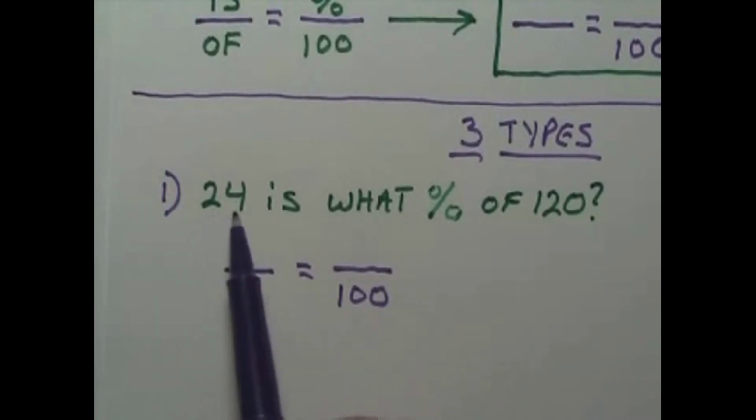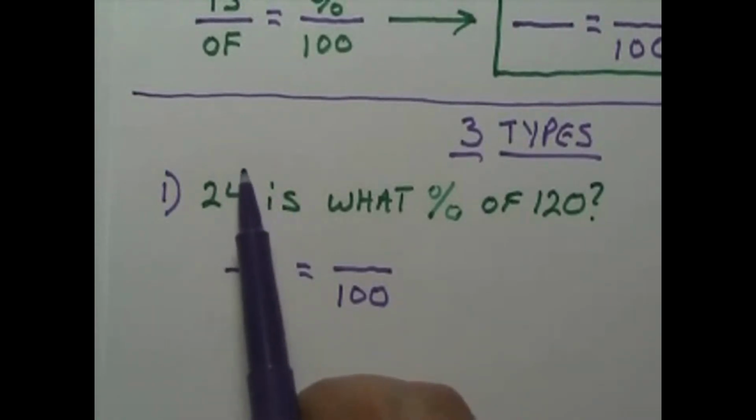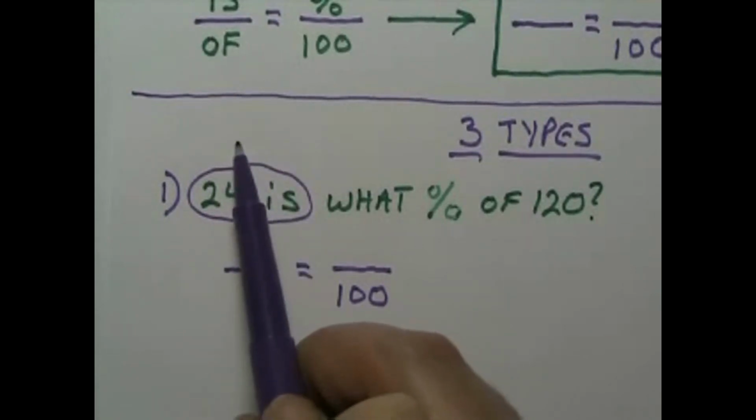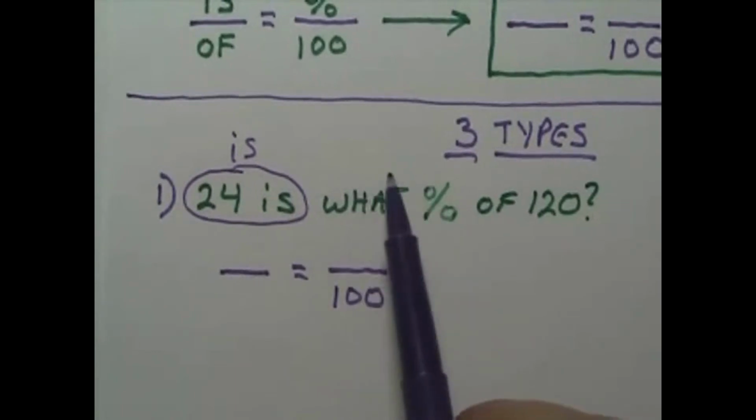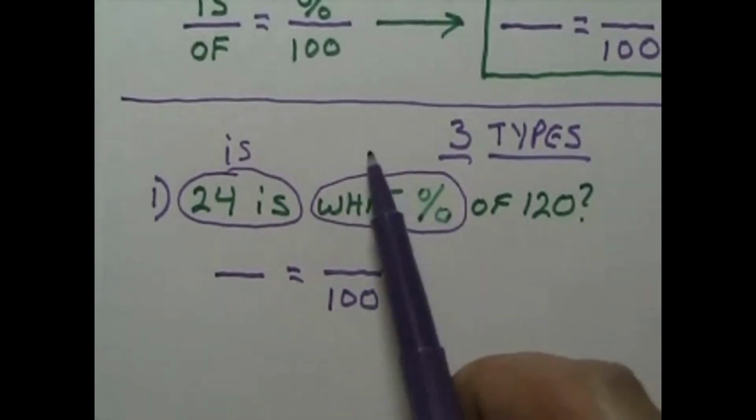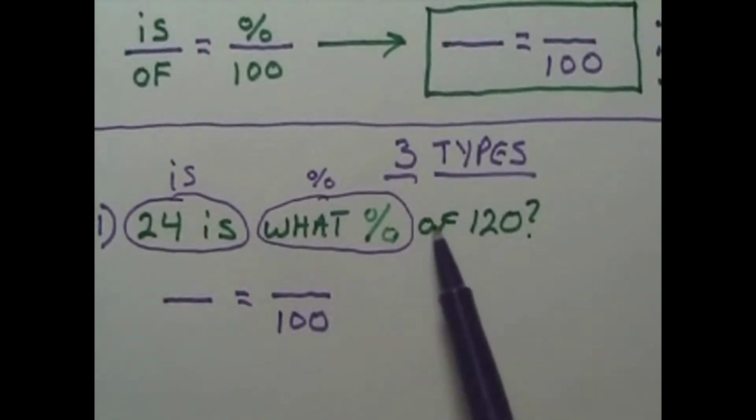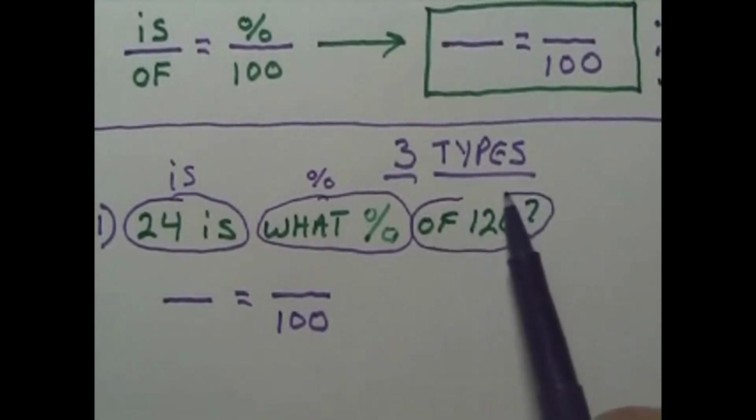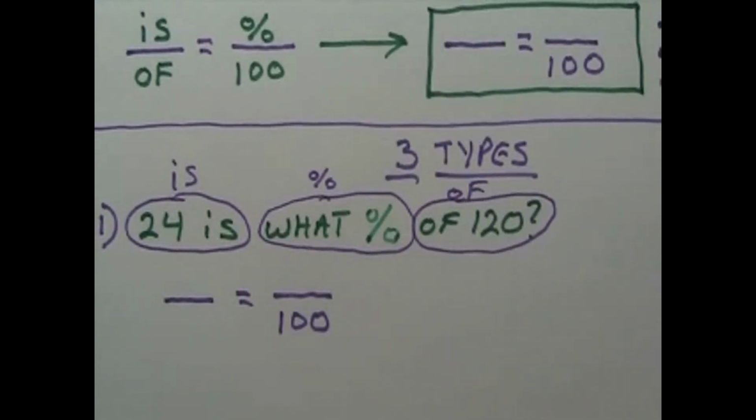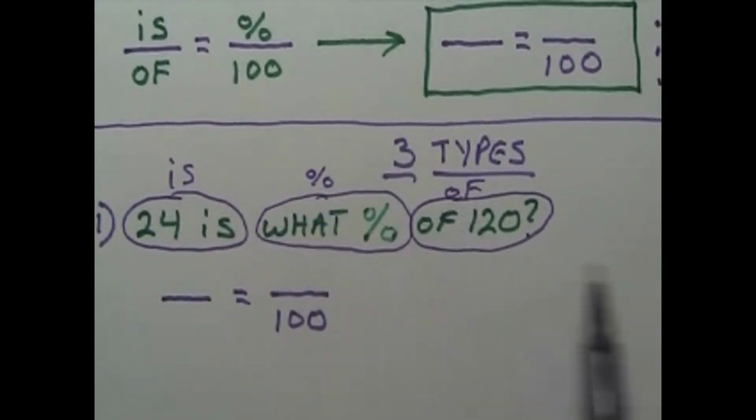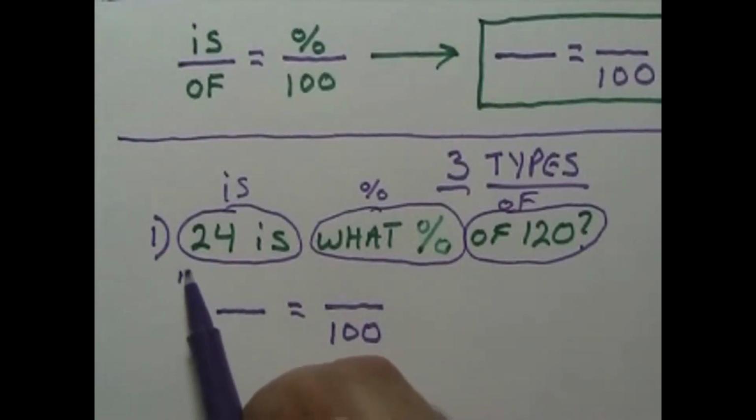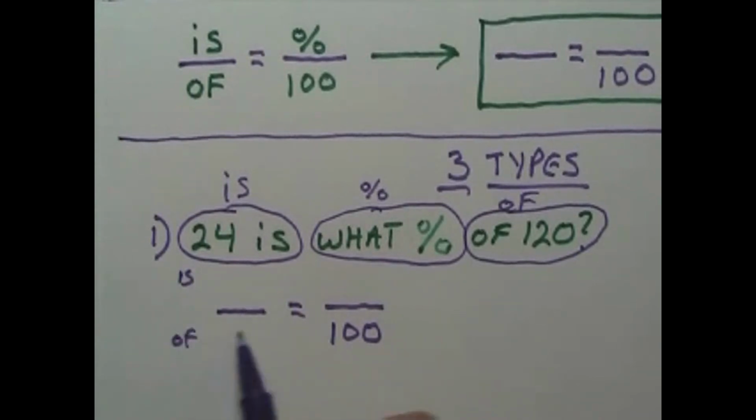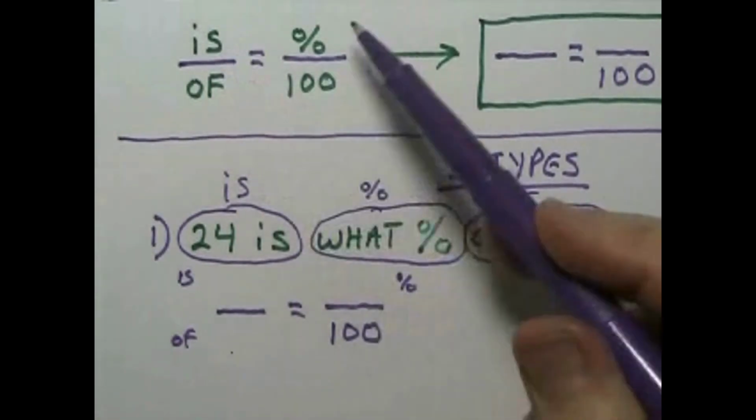So let's just make it easy. 24 is. That is the is number. What percent? That's your percent number. And then of 120. That's the of number. We have an is, percent, and an of number. Now remember, we put the is number, I'm going to put a little is right there, the of over here, and the percent goes over here. Just like this right there.